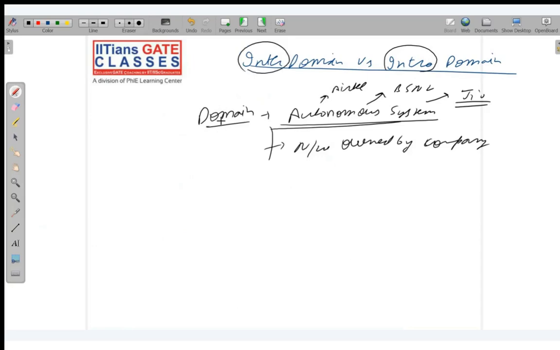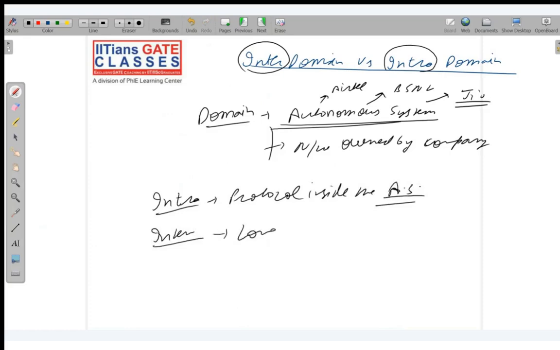I think you have heard the words, intra and inter. Intra means the protocol works inside the autonomous system, and inter means it is used to connect two or more autonomous systems. Okay, so finally we have got the idea about inter and intra. Take the snapshot. I will jump to the next slide.